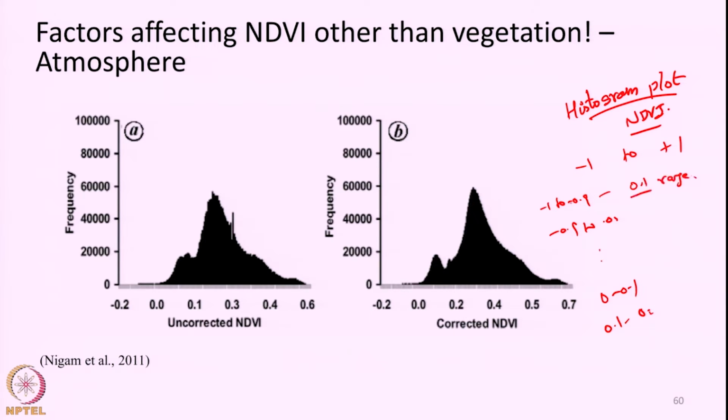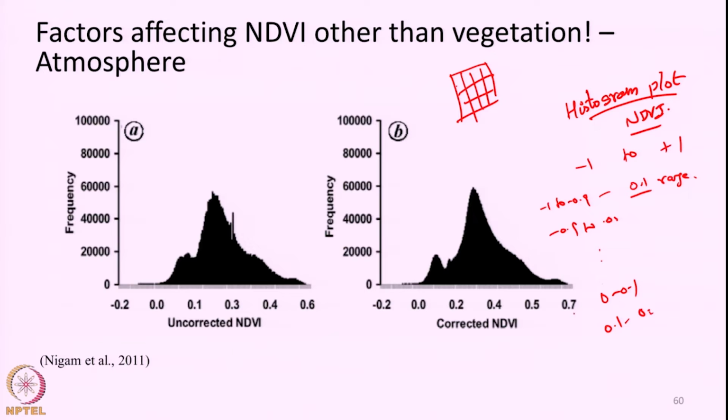Within each bin we will count, within a given image, how many pixels are there. Say 1000 pixels are there between values 0 to 0.1, 500 pixels are there in the range between 0 to -0.1, and so on.